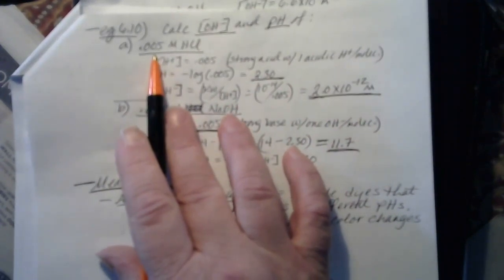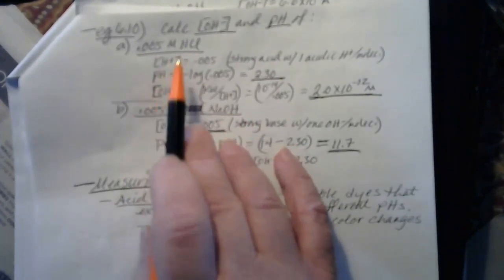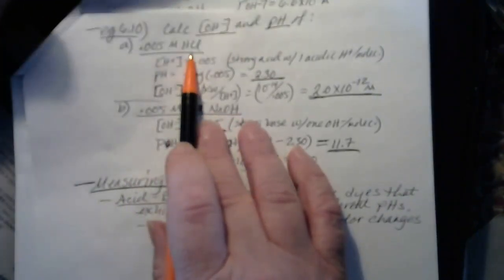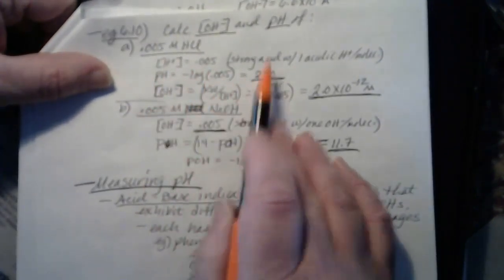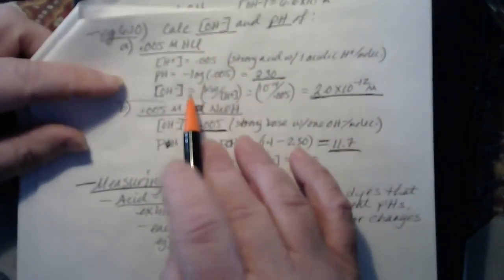If you're given 0.005 molar HCl, and again, HCl is a strong acid, and there's only one acidic hydrogen per molecule, you can assume that the H plus concentration is 0.005. The pH will be the negative log of that, which is 2.30. Okay, so we found the pH. You don't necessarily have to find the information asked for in the order that it's asked for. So you're perfectly free to find the pH first and then the OH minus. Just make sure everything is labeled so it's clear what's what.